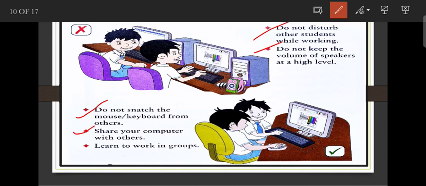Next is share your computer with others and learn to work in groups. Here you can see two children working in a group. This is a good habit, and always share your computer with each other.